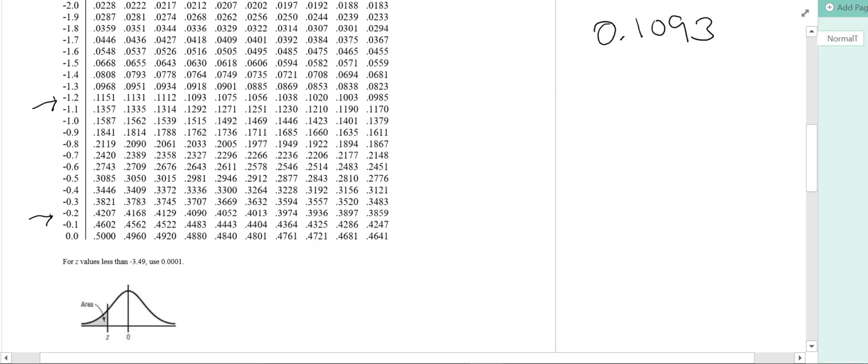Here's negative 0.2. There's no hundredths position. And so it's 4207.